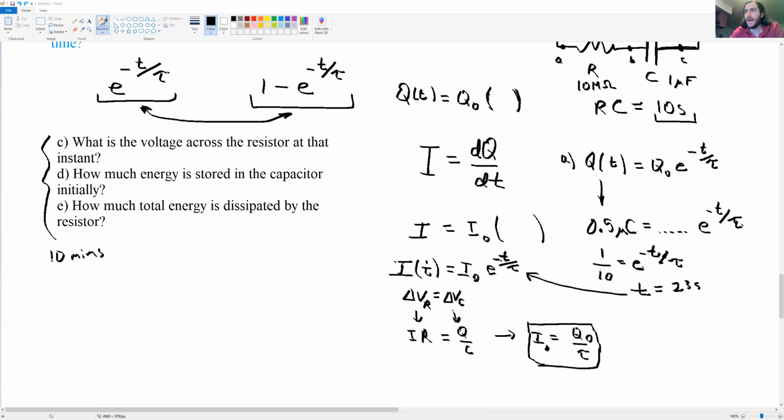We know that power for a resistor is I squared times R, right? But power is not energy. Power is the rate at which the energy is consumed.